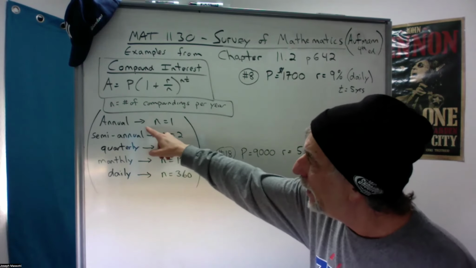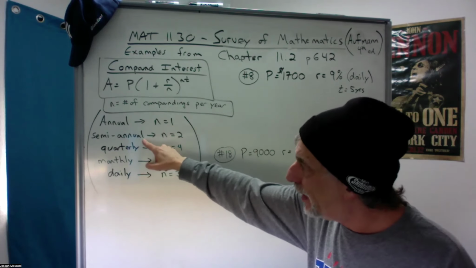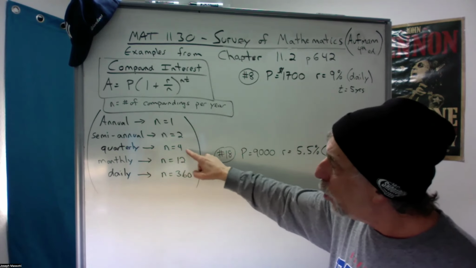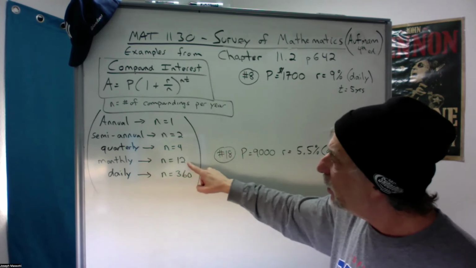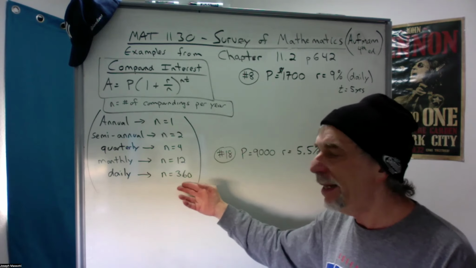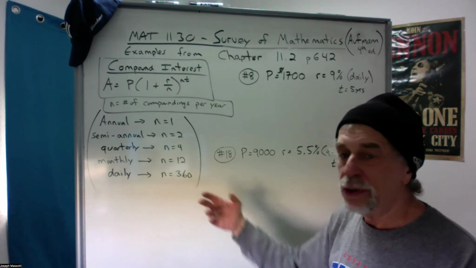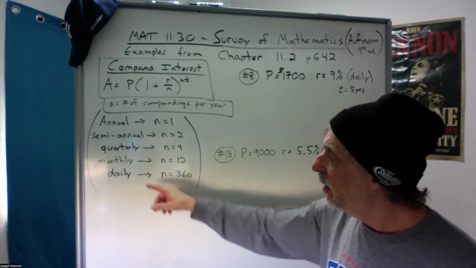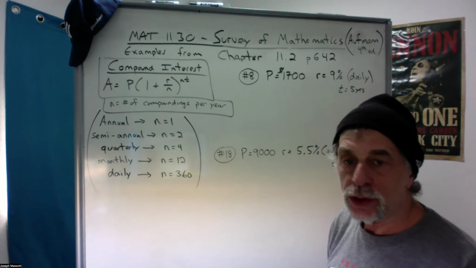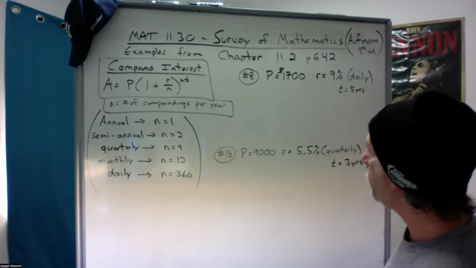If the interest is compounded annually, then N is 1. Semi-annually, N is 2. Quarterly, N is 4. Monthly, N is 12. And for some strange reason, the book uses 360 days in the year. I don't know why, but that's what we'll use because that's what the book uses. So if it says compounded daily, use N equals 360 in this formula.